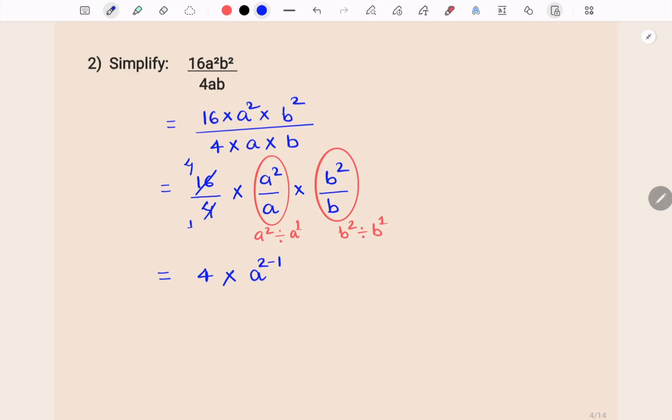Please note that here I have the index as 1 and here the index is also 1. Similarly, I can write b squared over b as b raised to the power 2 minus 1. This gives me 4 multiplied by a to the power 2 minus 1, which is 1, and b to the power 2 minus 1, which is again 1. So it will be 4ab. So 4ab is the final answer for this question.